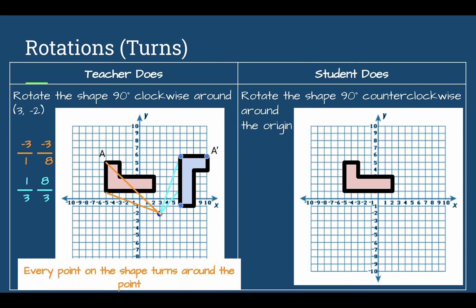Now it's your turn. Pause the video, see if you can rotate your shape 90 degrees counterclockwise around the origin. Remember, the origin is point 0, 0. Be careful, work slow, see if you can figure it out.